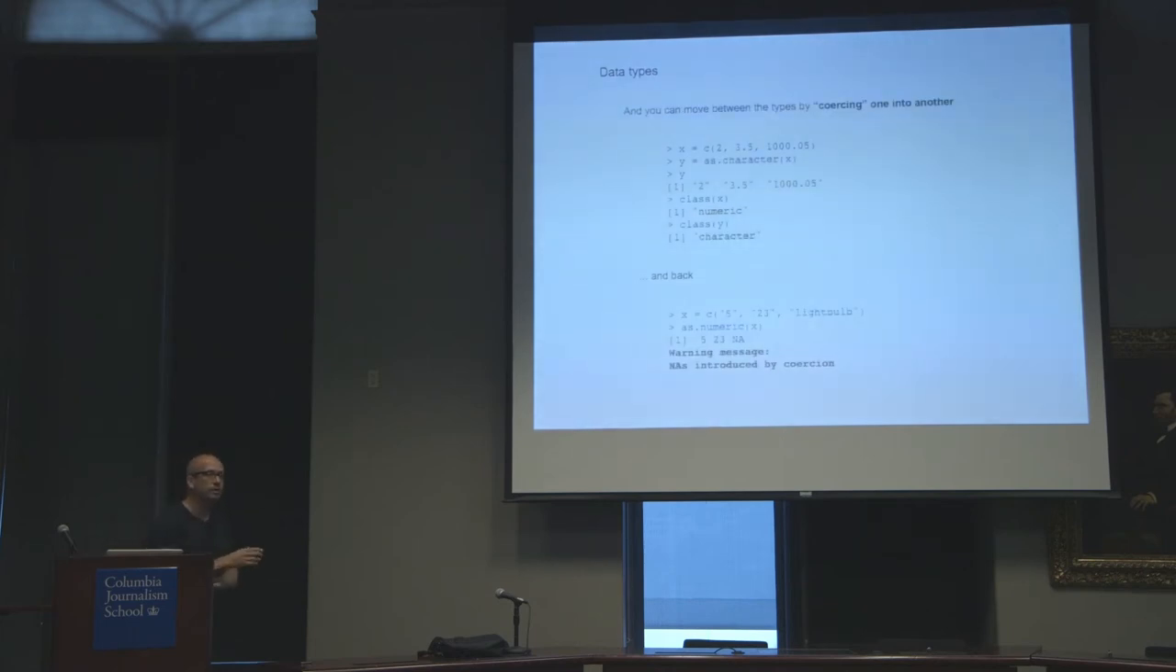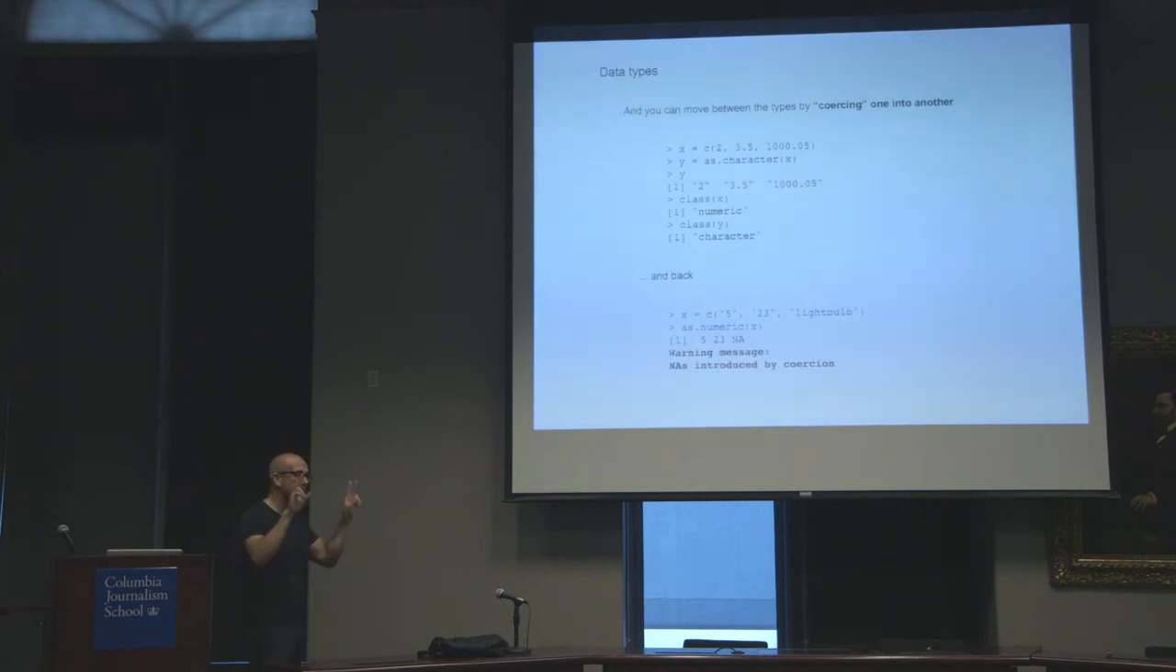You can also move between these types. We've seen this, but without using specific language around it. You can coerce one type into another. So you can force R to say, if my vector x is 2, 3.5, and 1,000.05, which we know to be numeric, those are numbers, we can make y be a character version of x. And if you look at it, it's exactly the same as x, except it has double quotes around it. And now it's the string 2 and not the number 2 anymore.